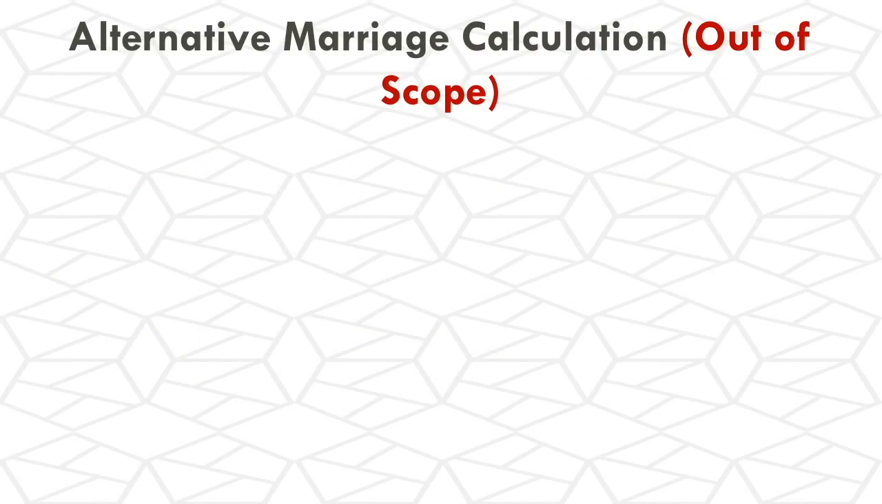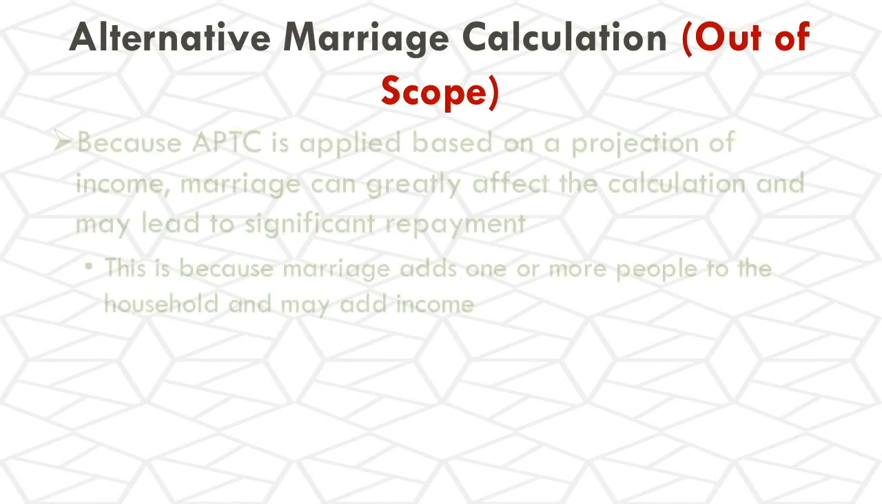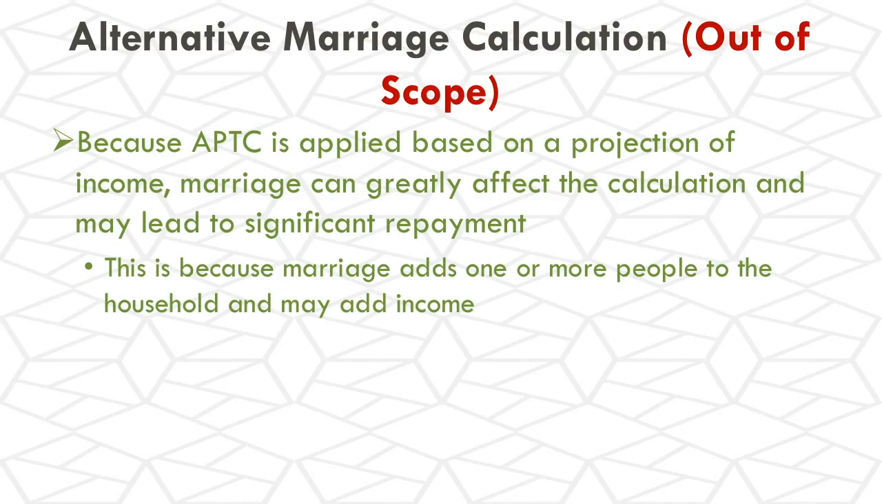So let's talk about the alternative marriage calculation first. Because the advance premium tax credit is applied based on a projection of income, as we mentioned earlier, marriage can greatly affect the calculation and might lead to a significant repayment. So we have a taxpayer who projected their own household income for the year, but then they got married and then they added their spouse's household income to that. That's going to change their projected household income. They might have to repay a significant amount of that since it's adding more people to the household.